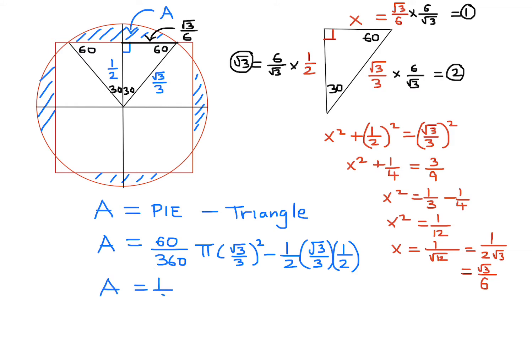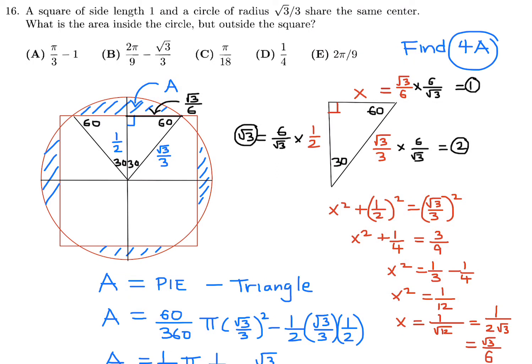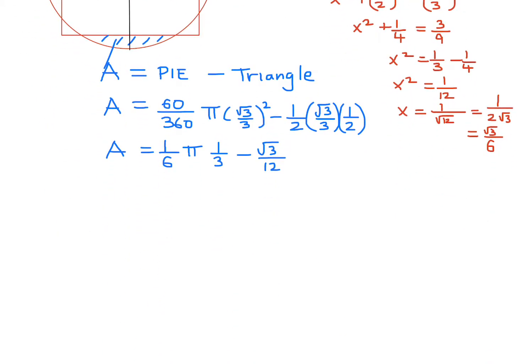So this is 1 over 6 times pi. This looks like 3 over 9, which is 1/3 when you reduce it. And this looks like root 3 over 4 times 3, which is 12. All right? So hopefully this is correct. Now, I'm not interested in A. I'm interested in 4A, right? Because I have to figure out all 4 of those guys, and all 4 of them are the same.